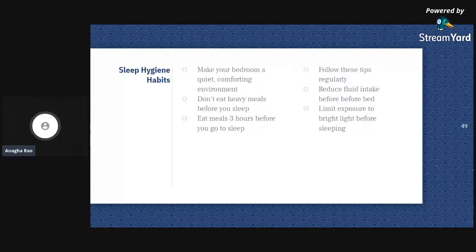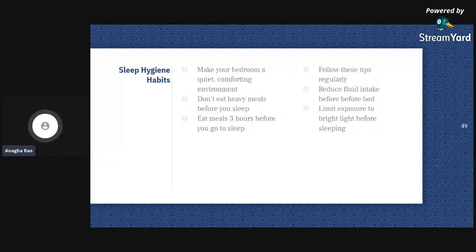Don't eat heavy meals before you sleep. Try eating meals around 3 hours before you go to sleep, just so that you'll have enough time to digest everything, because eating heavy meals right before you sleep is going to cause lots of sleep problems. And as I mentioned before, follow these tips regularly.